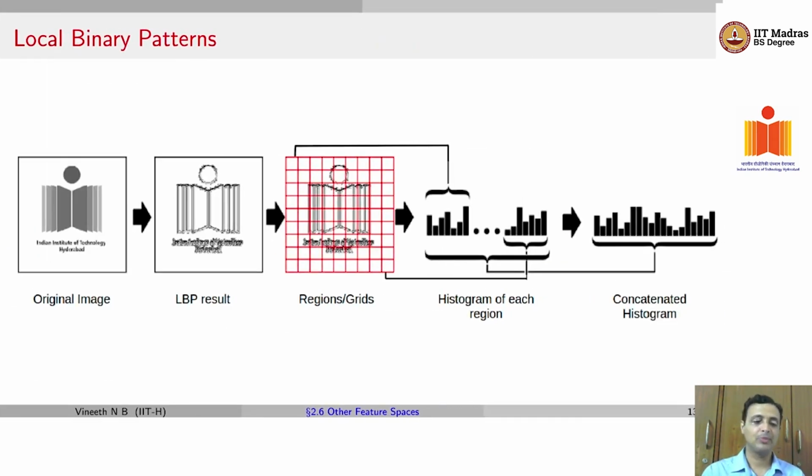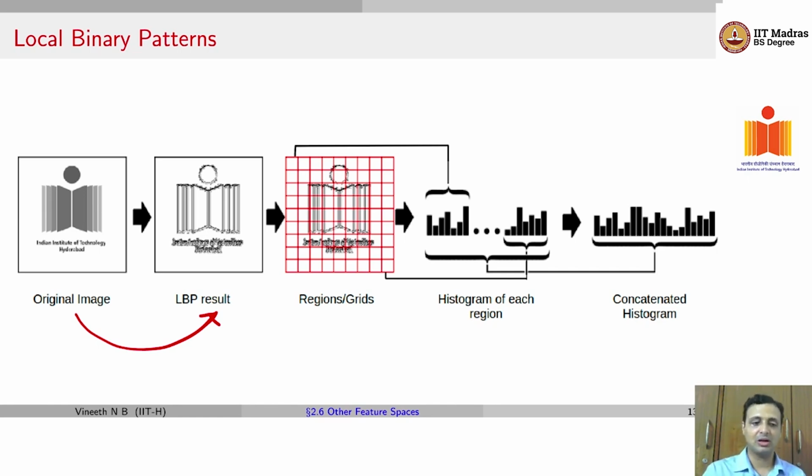What do you do with that? So once you get an LBP result, which is your LBP intensity for each pixel, remember the previous process that we talked about in the earlier slide gives you one decimal for each pixel around which you considered the neighborhood.